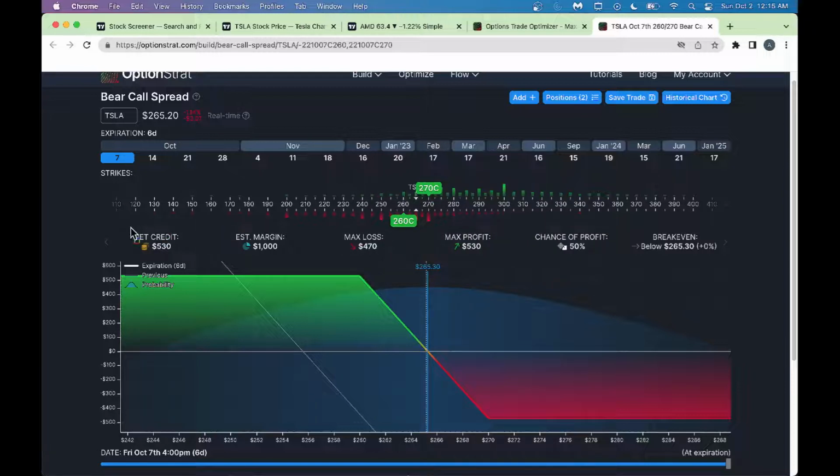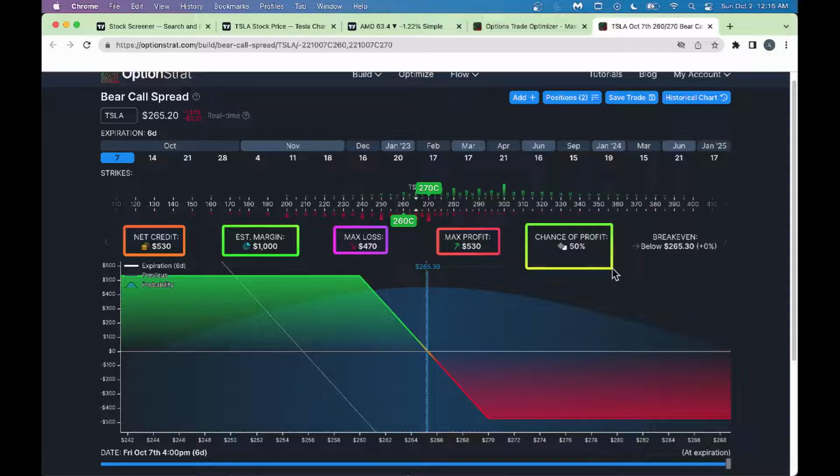Your net credit, the money that you will receive, is 530. Your margin requirement, look, margin requirement is drastically low right now, just $1,000. Your max loss is also reduced here, 470. Max profit is 530. You're almost doubling your money. Look, your chance of profit is 50%. This is one of my favorite strategies of late here. You'll make some good money as market is grinding down.